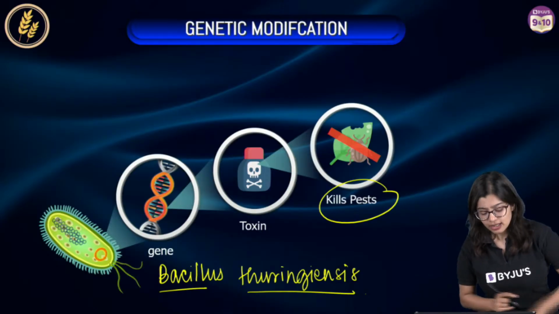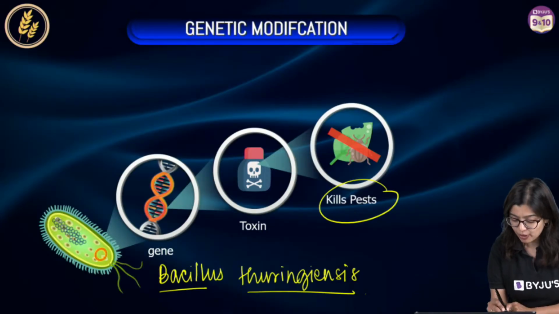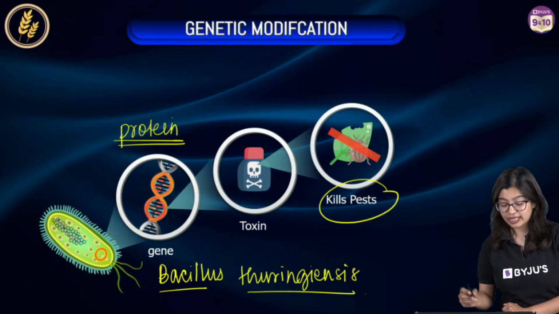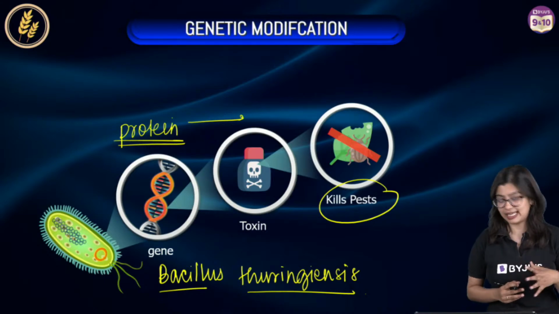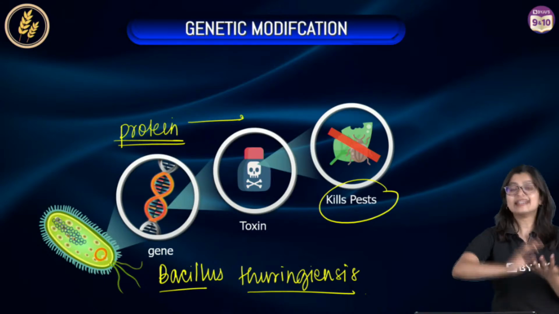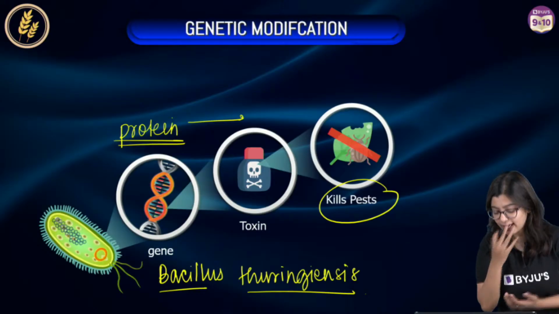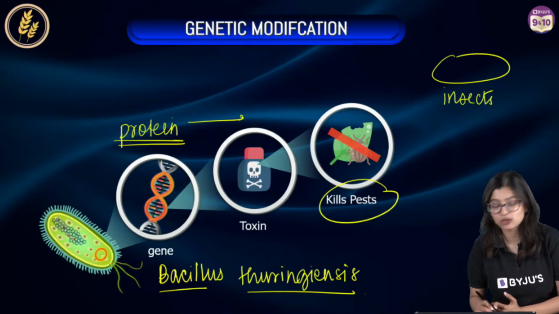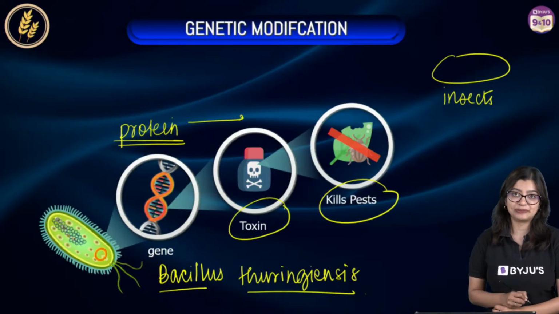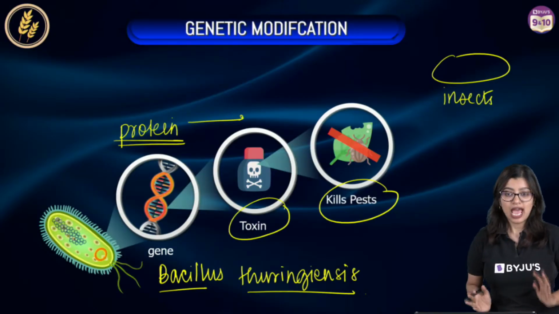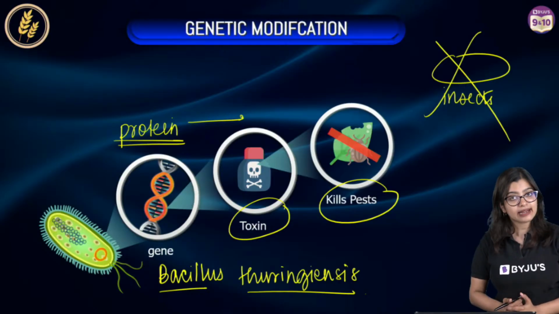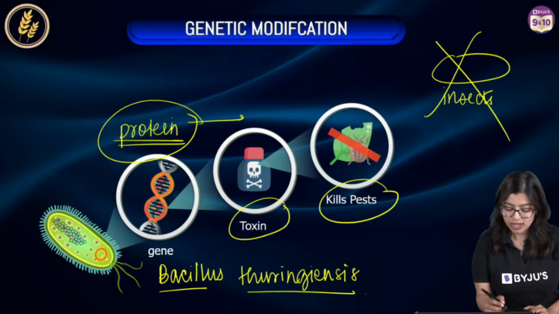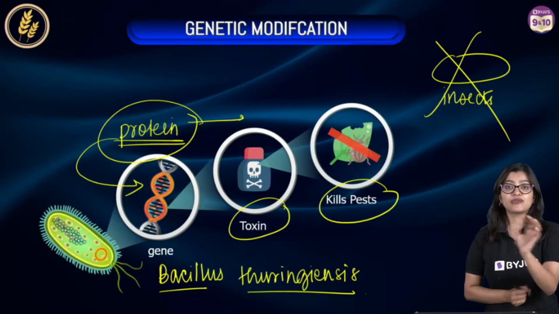The reason being that this particular bacteria produces a protein, okay? Now this protein, when this bacteria is taken in, or when this protein is consumed, once it enters into the insect's body, it will act as a toxin. It will act as a poisonous substance. And what will happen? It will kill the insect. So then we saw that this information for the protein was found in a gene, right? It was found in a gene.